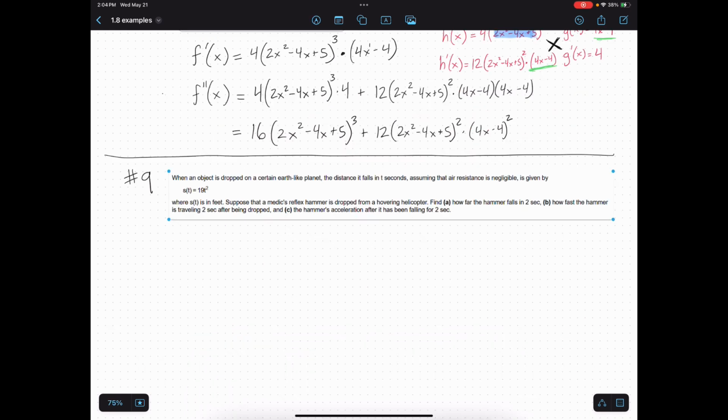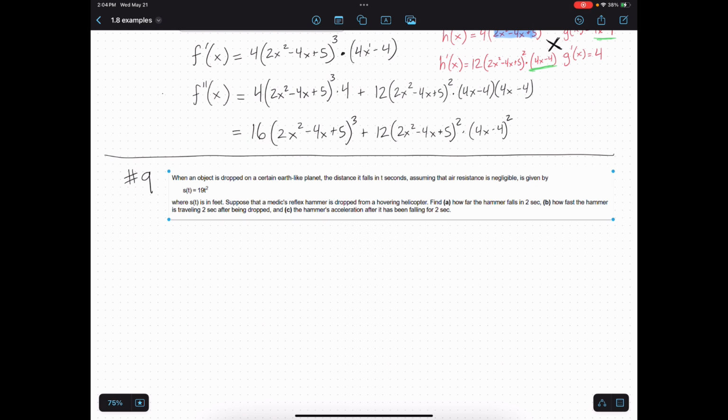Okay, the next problem we're going to look at is number 9 from the homework. And the reason why we're looking at this one is this one's related to physics. So this is where we're going to be talking about acceleration, which is how the second order derivative can be very helpful. So let's look at this problem.